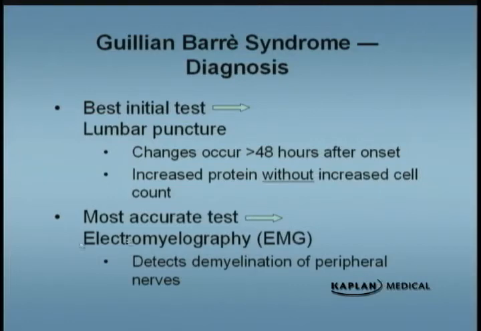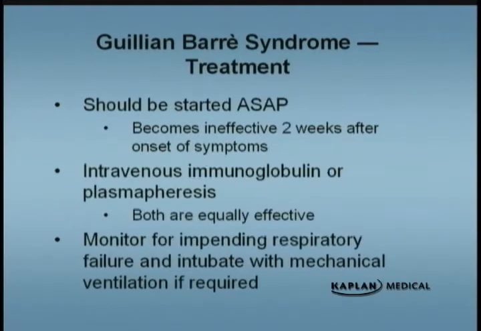The most accurate test is nerve conduction studies and electromyography. We put stimulatory electrodes in and measure the amount of time it takes for the impulse to be conducted. If the nerves have been stripped of the myelin, the impulse is conducted slower. The treatment should be started immediately.